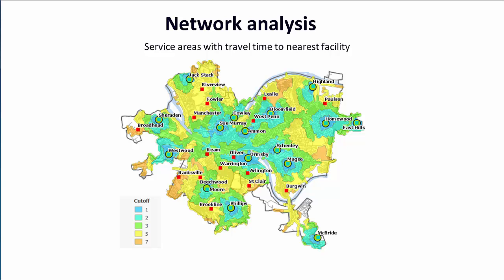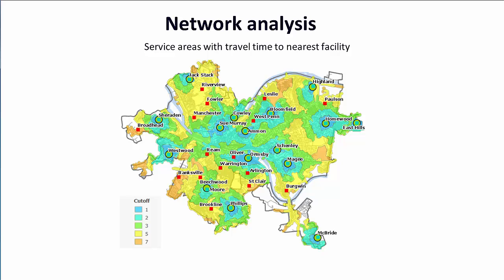So instead of just creating a buffer around each one of the swimming pools that would create what we call a crowfly buffer, they used the network analyst tool to say how long would it take for each one of these youth to get to each swimming pool. So what we're looking at here is a service area with travel times to each one of the swimming pools. And the cutoff numbers that we're looking at here are the number of minutes.